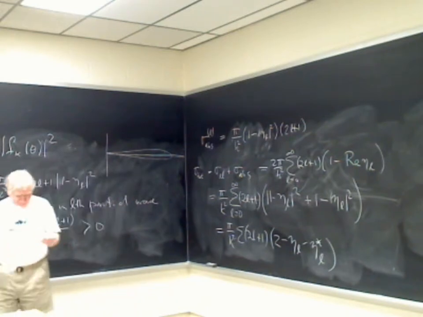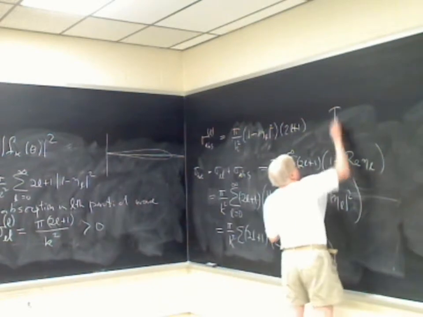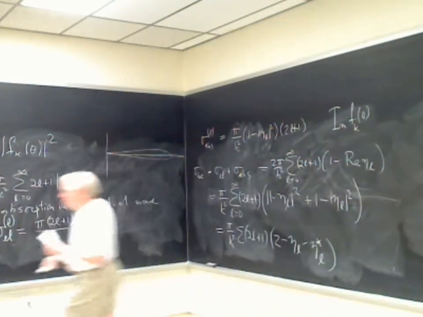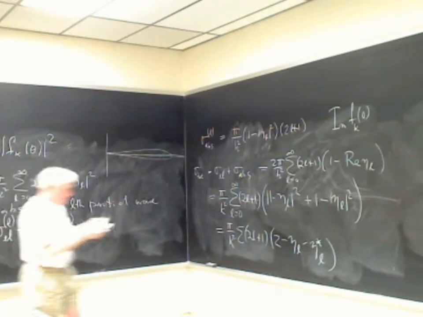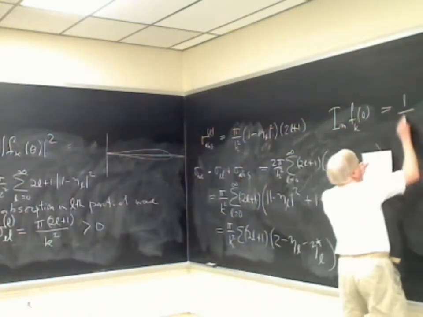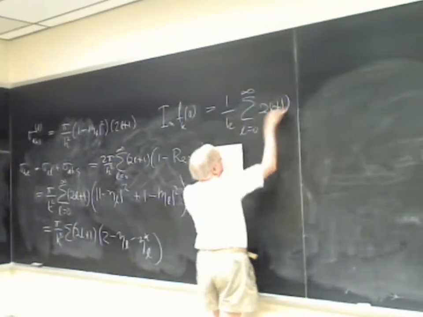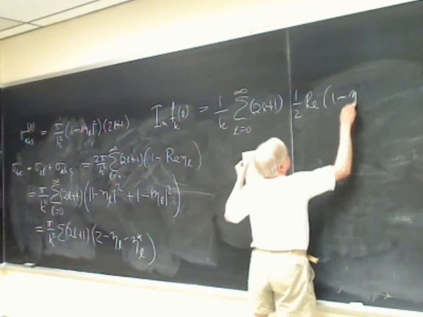And now, once again, if you look at the imaginary part of the forward scattering at theta equals 0, and you look over here, this guy is square root of 2L plus 1 over 4 pi, so this just gives a 2L plus 1. Then you want to take the real part of this, and so what you get is that this is 1 over k, sum L equals 0 to infinity, 2L plus 1, 1/2 real part of 1 minus eta L.